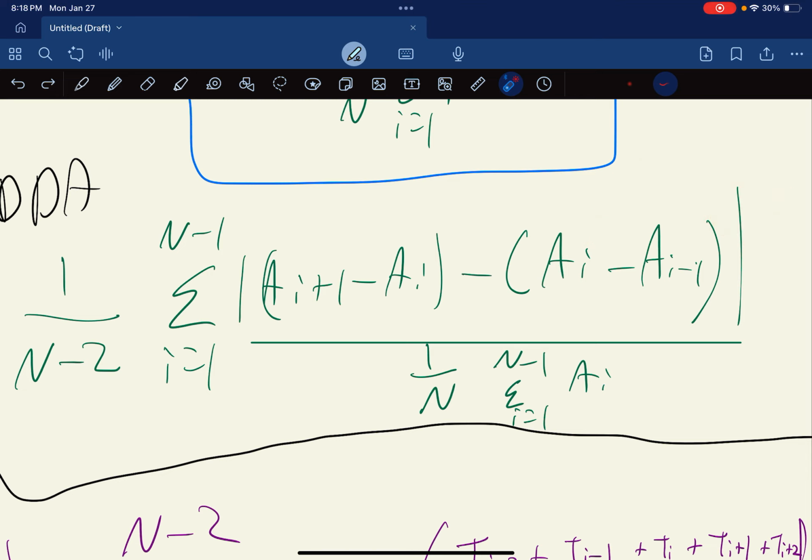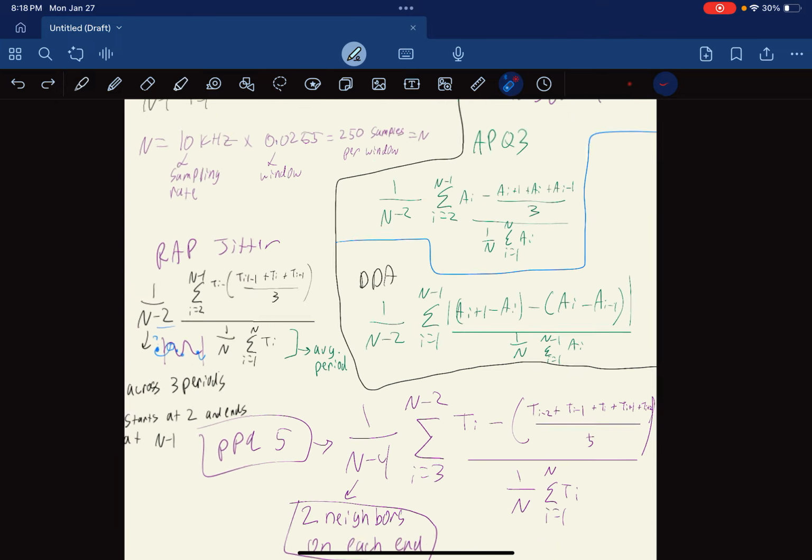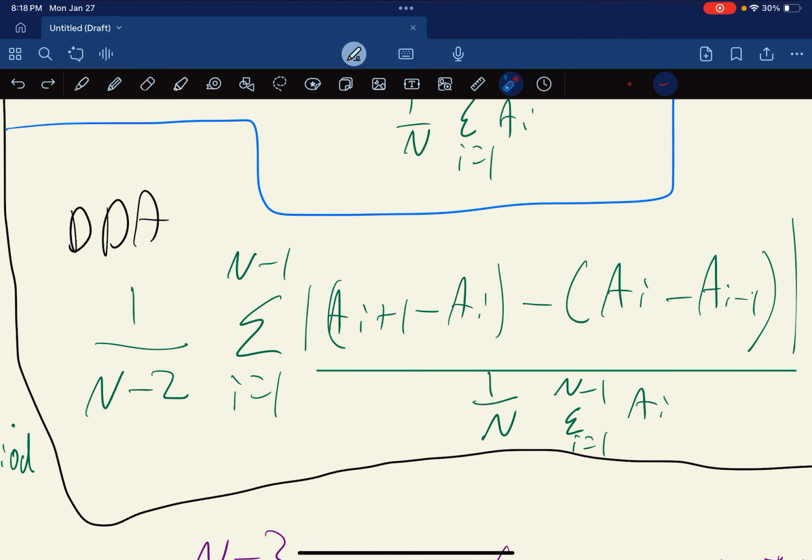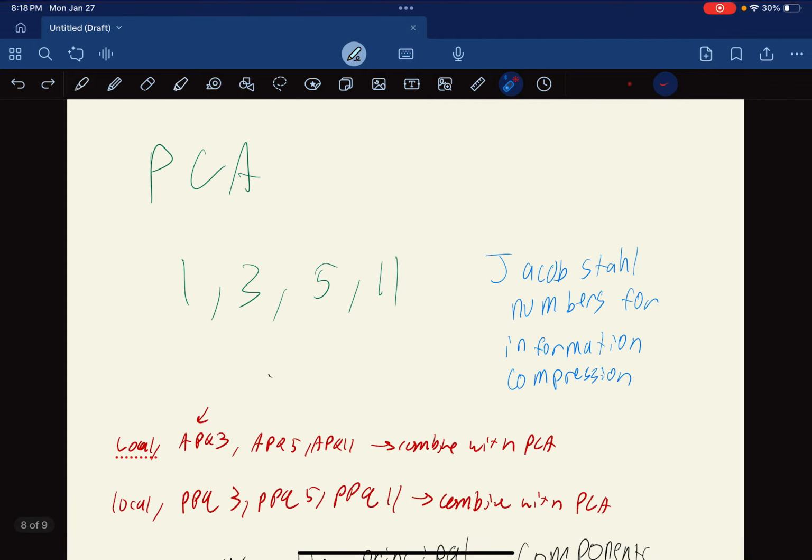And we're taking the difference there, just to get a better picture of that second derivative aspect. And similarly, there is a DDA for jitter as well, and it looks the exact same. Exact same summation formula. This part is identical. Just replace everywhere you see A with T, just replace it with the period, and you get the exact same value.